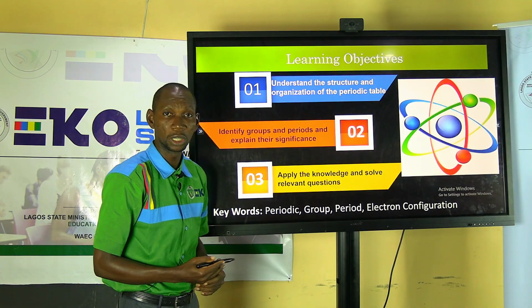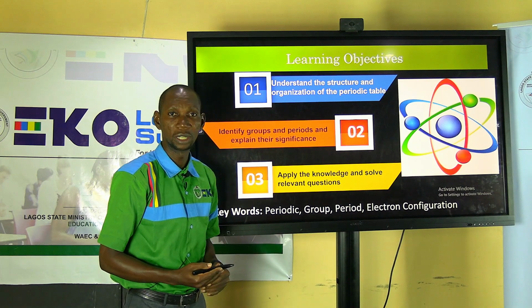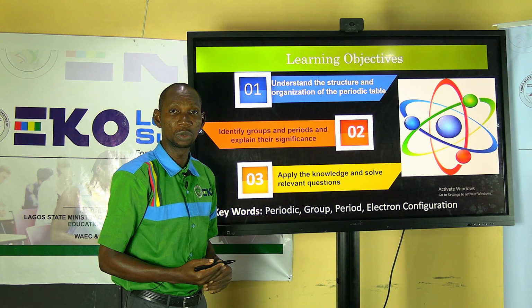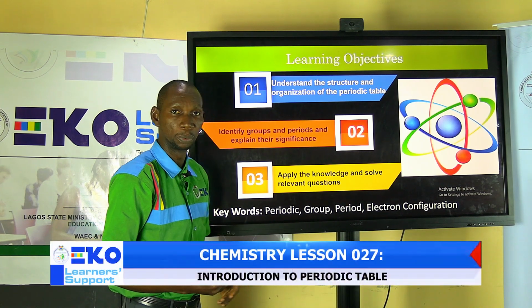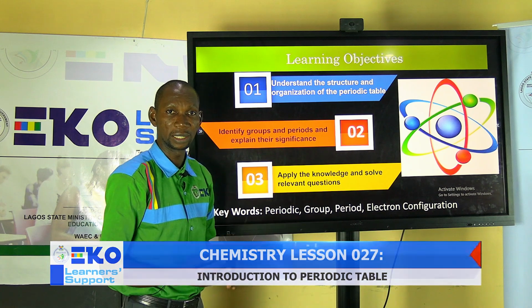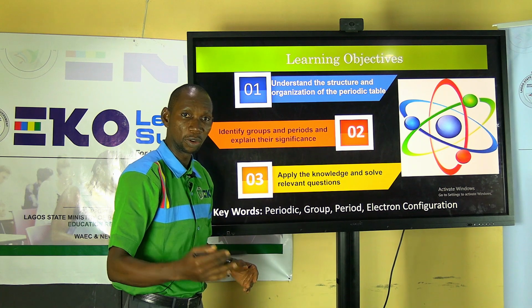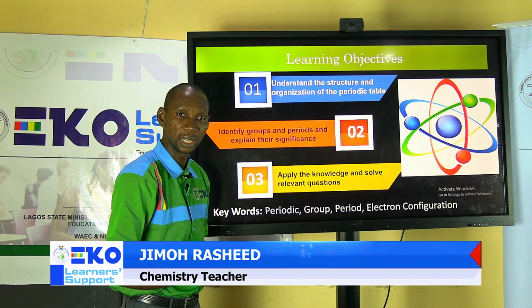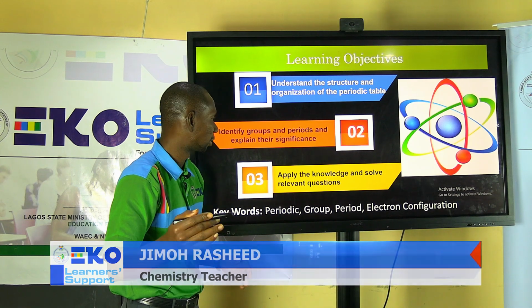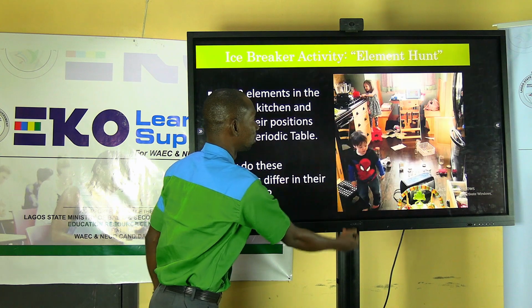Before we go on, let's look at some keywords that you are going to need to be able to understand this topic. The first is periodic. When we use the word periodic, it means something that happens at regular intervals. Group, of course, has to do with a set, a family. Period, something that is also moving to and fro. For example, in physics, we talk about period, which is the time it takes for one complete oscillation. And lastly, electron configuration, which is the arrangement of electrons into their shells.